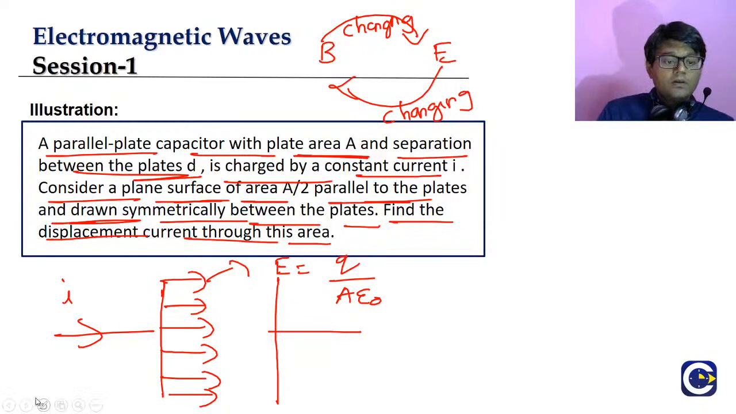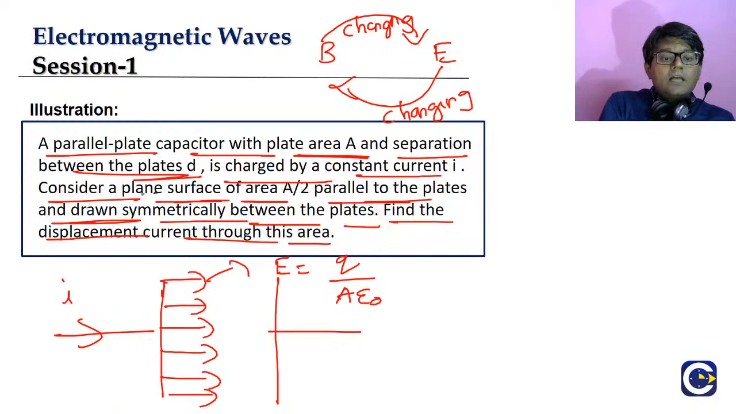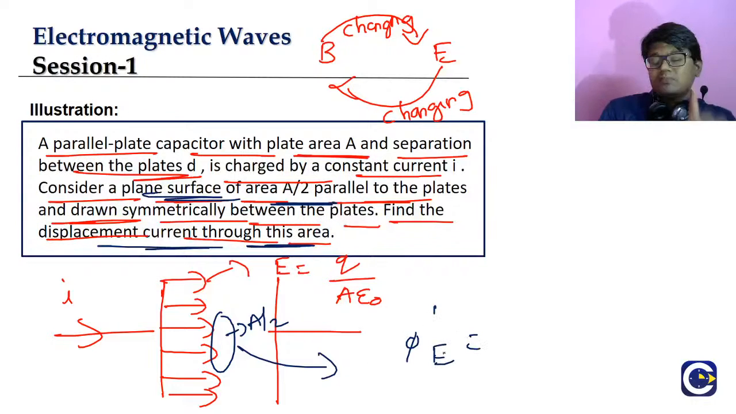Now what are they asking us? They are asking us to take a plane surface of area A by 2 parallel to the plates. Means, look at this, we will have to take it here. The area here is A by 2. They are asking, what is the displacement current through this area? First, we should know the flux through this area. Since we are using phi E as the total flux through the capacitor plates, let us use phi E dash for this area.